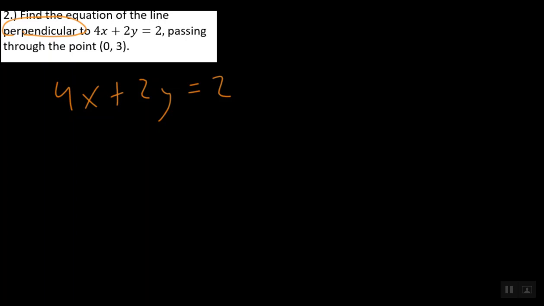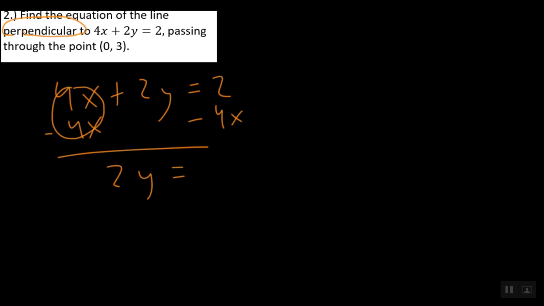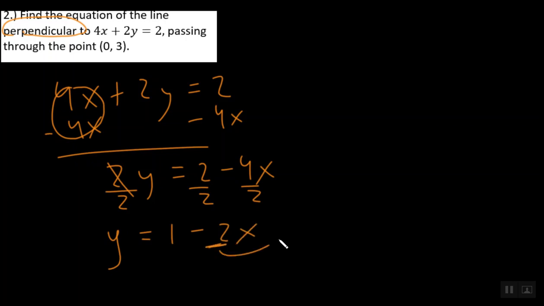So let's see here. I can subtract 4x from both sides, moving my x term first. I have 2y is equal to 2 minus 4x. And of course from here we can simply divide everything by 2. This gives me y is equal to 1 minus 4 divided by 2 is 2x. Now notice here that my slope is actually this negative 2. So I can write m1 equals negative 2.